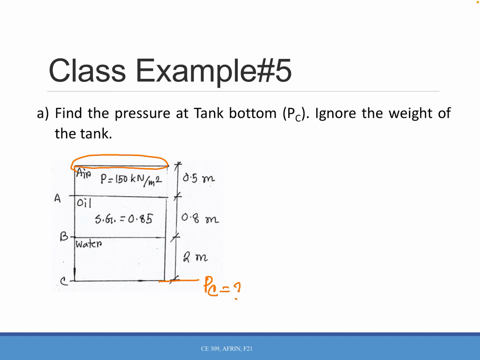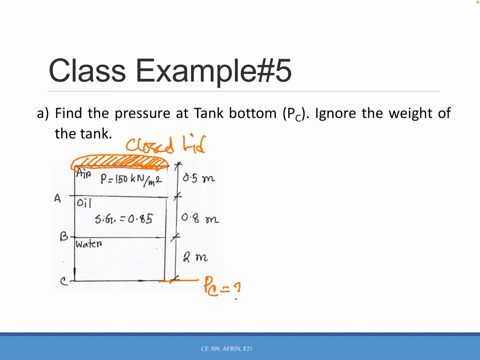Okay, and here we have 3 layers: water, oil and air. For air, you can see the pressure is 150 kilonewton per meter square. That is greater than the atmospheric pressure, which indicates that this is a closed lid tank. Otherwise, it would be just 101.3 kilopascal. Okay, so that's what they are asking.